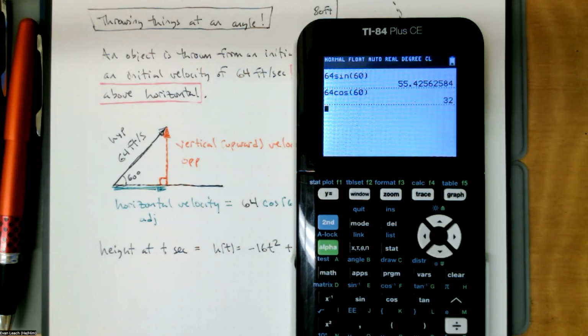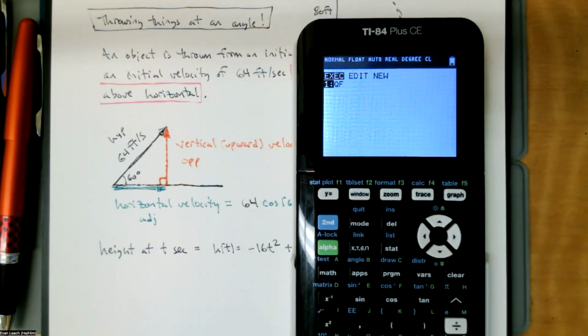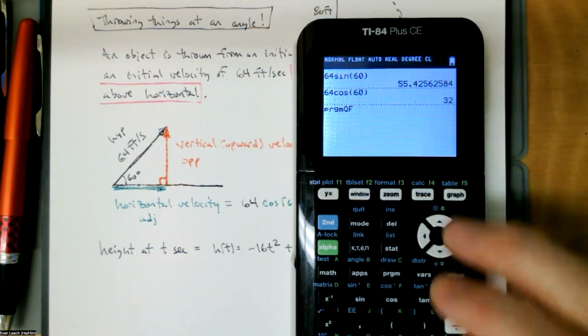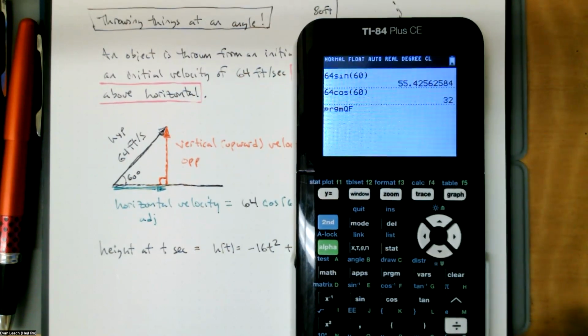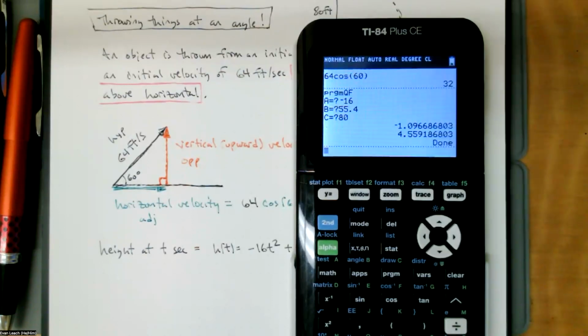Now to run the program, go to your program menu again, and notice that QF, our new quadratic formula program, is there in the execute menu. So we execute it. That brings this program to the front. It's blinking at the end, so it says I'm ready to run. Hit enter, and it says A. A is negative 16. B is 55.4. And C is 80. And it barfs out our answer. So convenient.